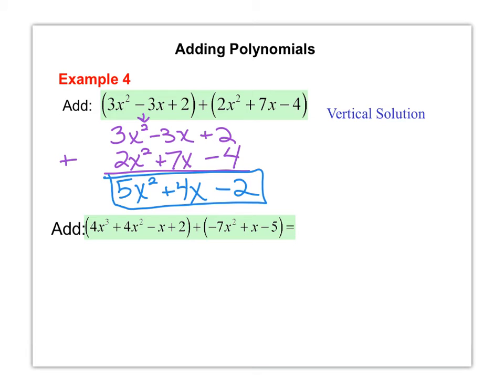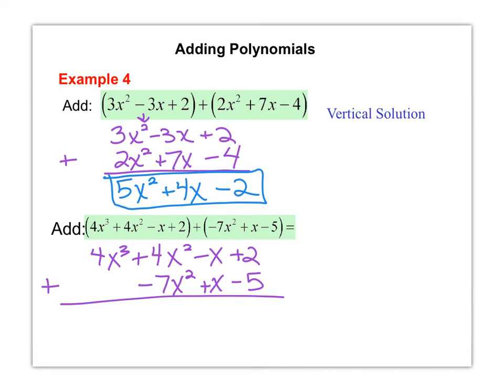Let's do the next example in the same sense. We have 4x cubed plus 4x squared minus x and plus 2. We're adding the second polynomial, which starts off as a negative 7x squared. So I'm going to make sure that I arrange that polynomial so that the columns have the same variable with the same exponent. So I'm combining like terms. And then plus x and the minus 5. We can add these together going straight down.